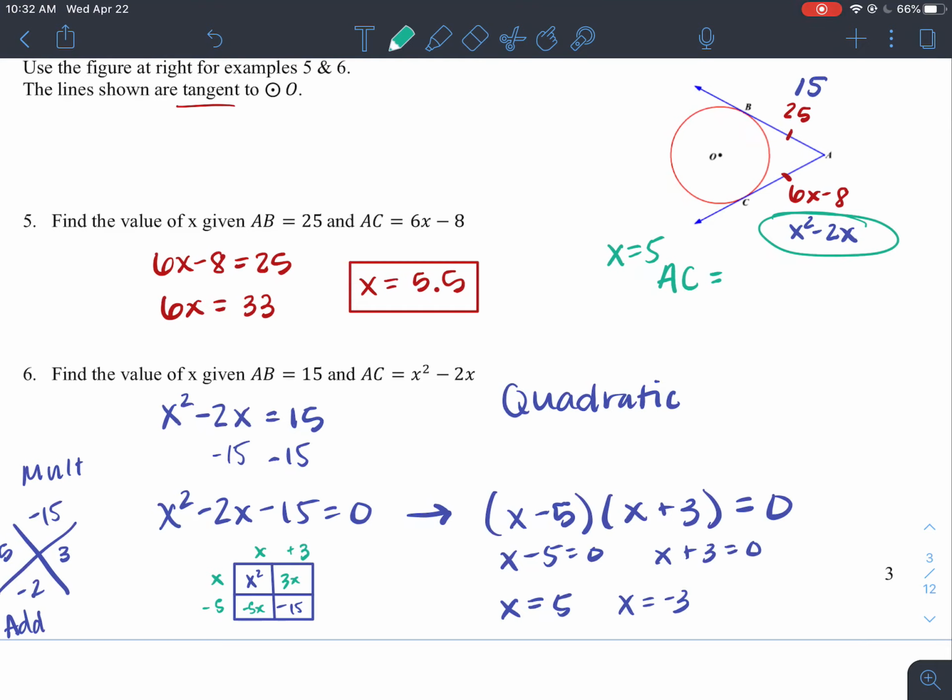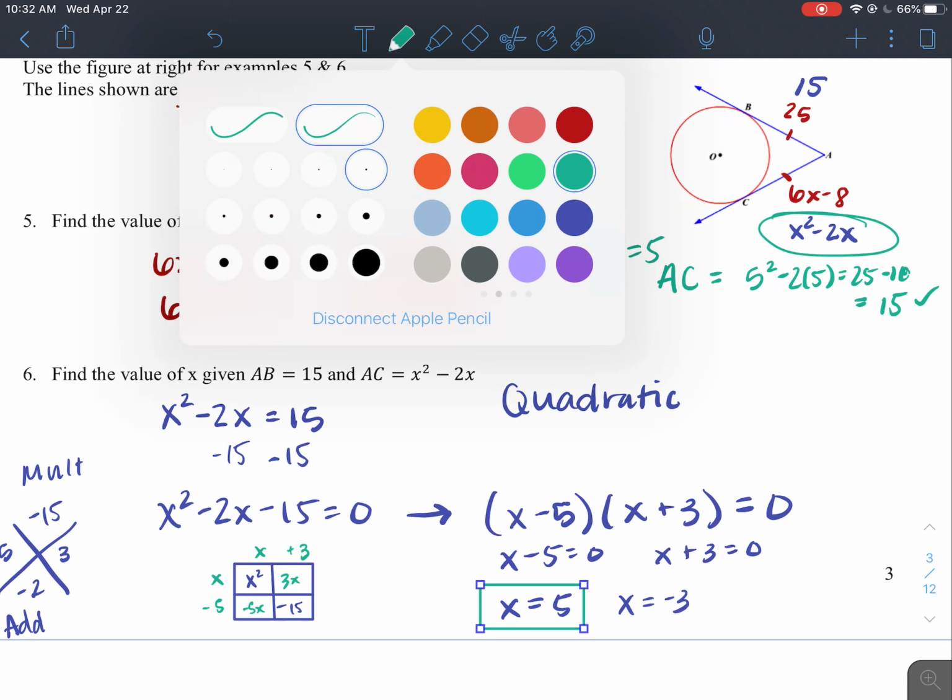If x is equal to 5, then I'm going to have 5 squared minus 2 times 5, or 25 minus 10, which equals 15. That works. So x equals 5, that works. X equals negative 3 could work as well. We're going to test that.